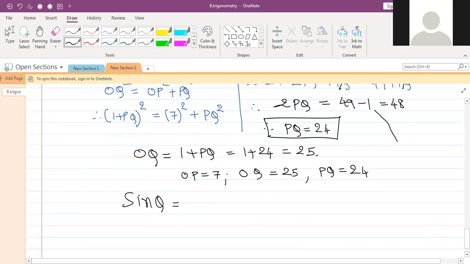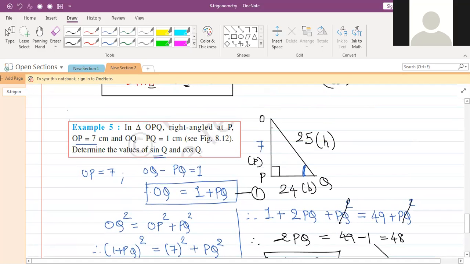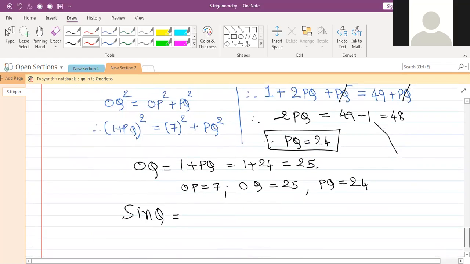Sir, we'll get 7 by 25. If we consider angle O, this one is the base and this one is the perpendicular. And if we use angle Q, then my base and perpendicular are changed. So for angle Q, this one is the perpendicular and this one is the base. Understand? Yes, sir.